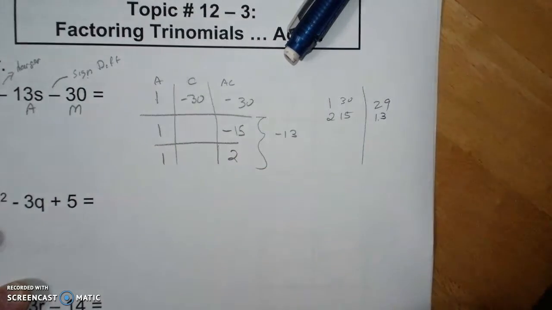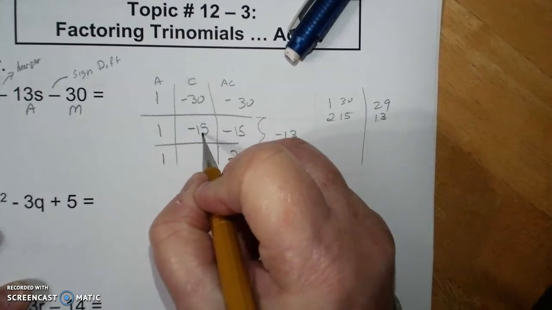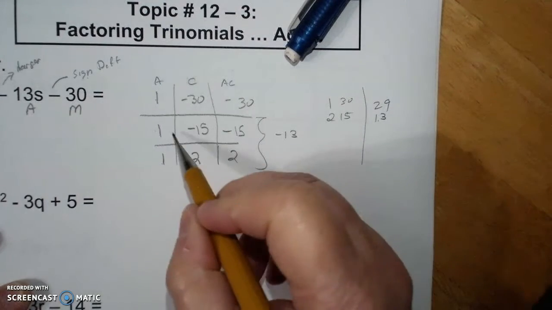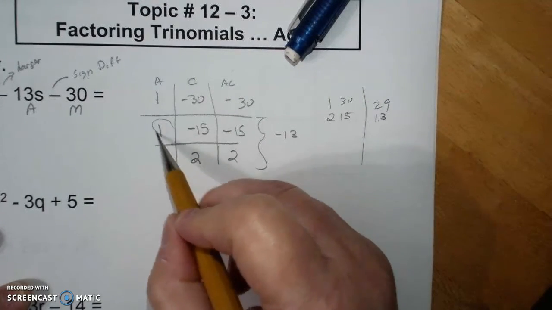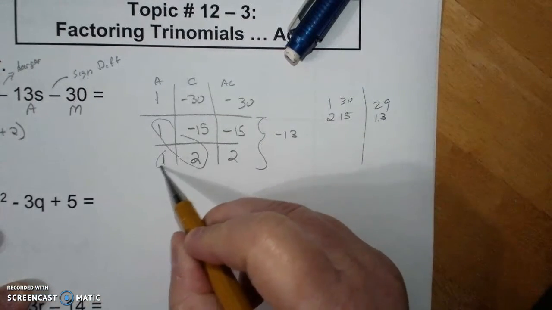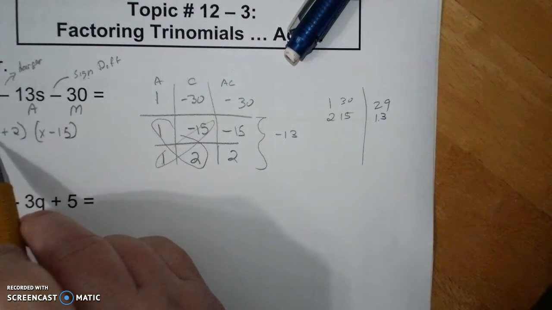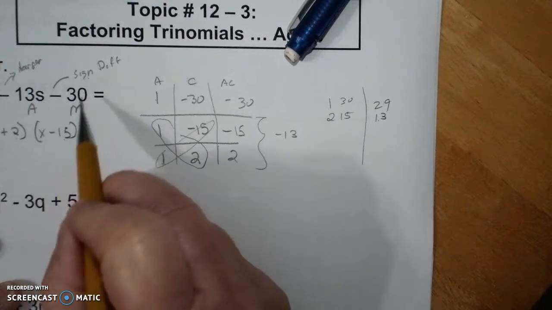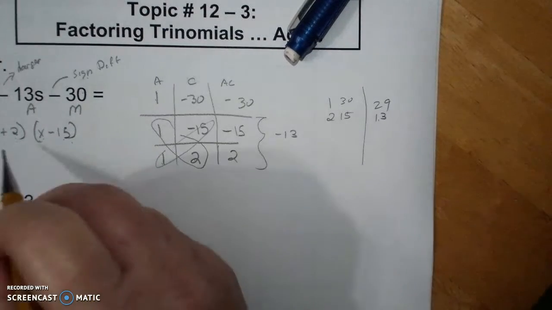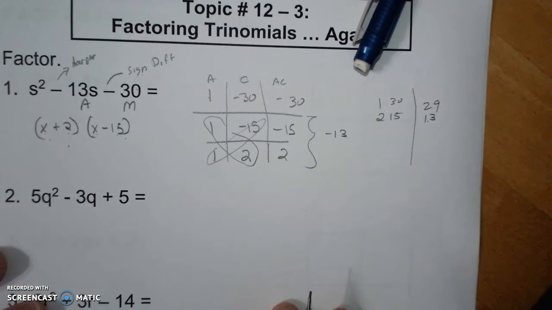The only factors of 1 are 1 and 1. 1 times what is negative 15? Negative 15. And 1 times what is 2? 2. And so it is x plus 2 and x minus 15. If I check x squared, there it is. Negative 30, there it is. 2x and negative 15x is negative 13x. I changed mine to x's because s's look like 5s.